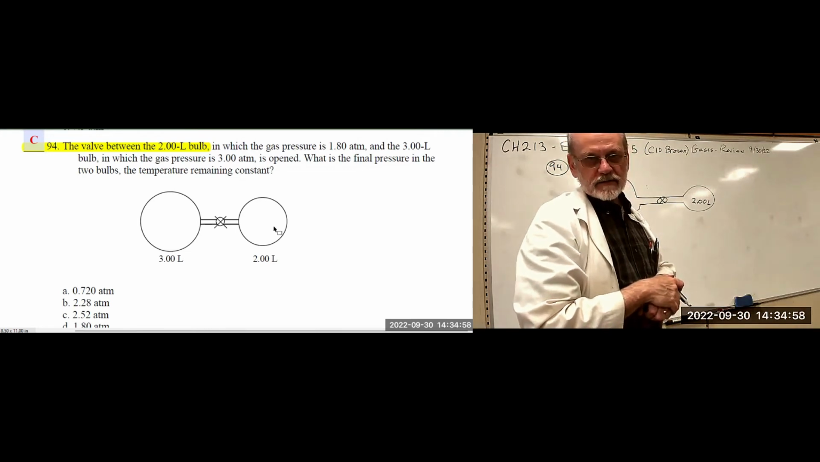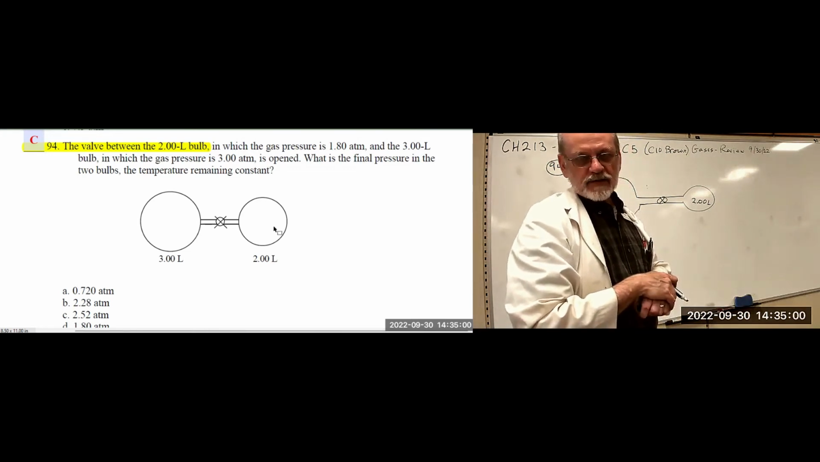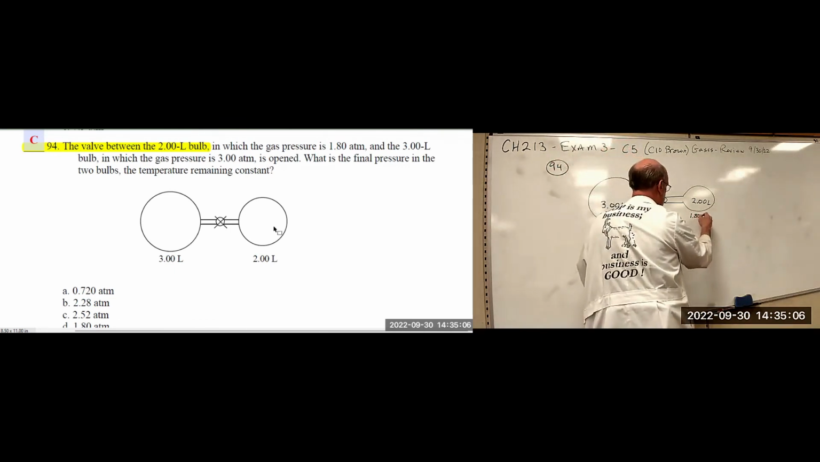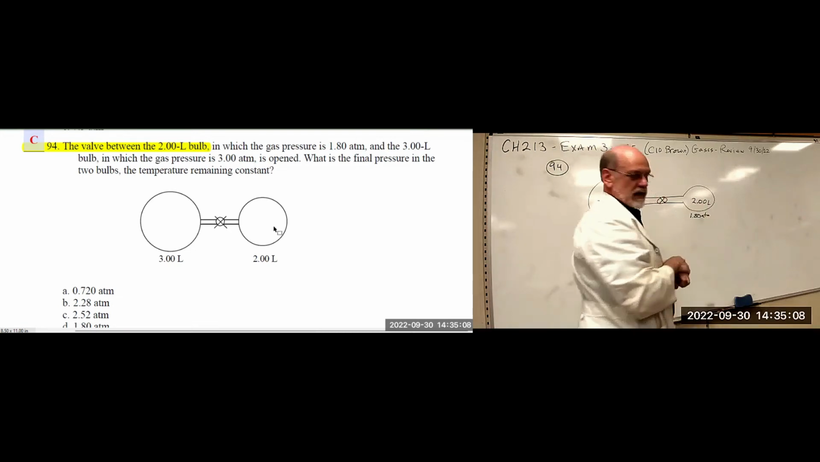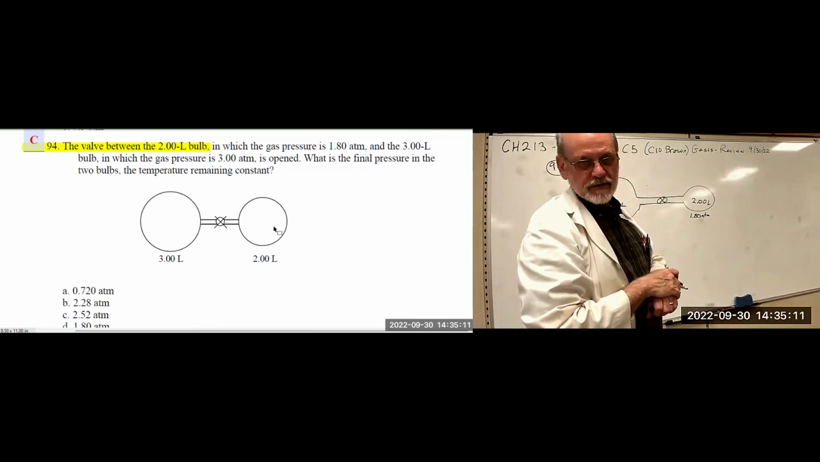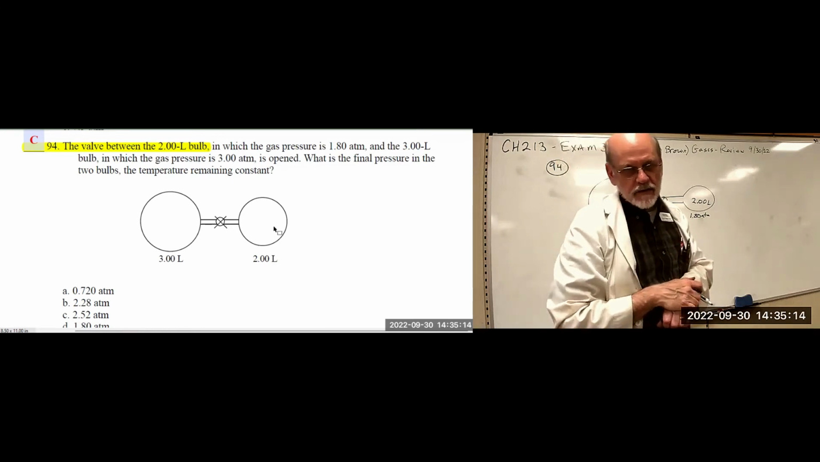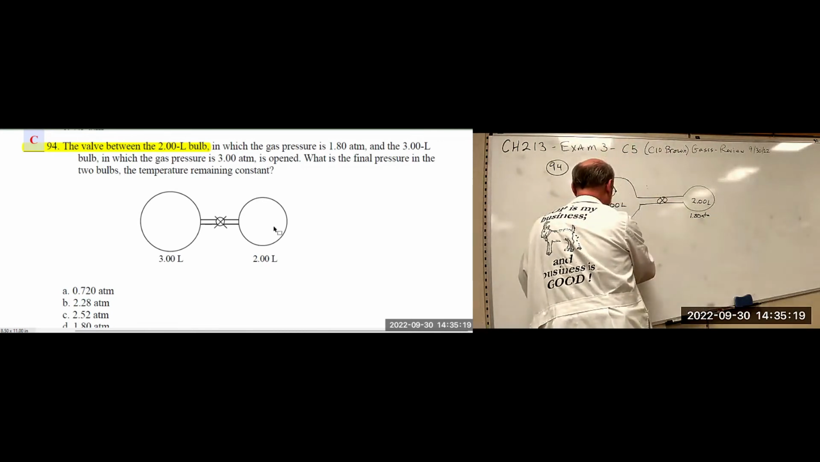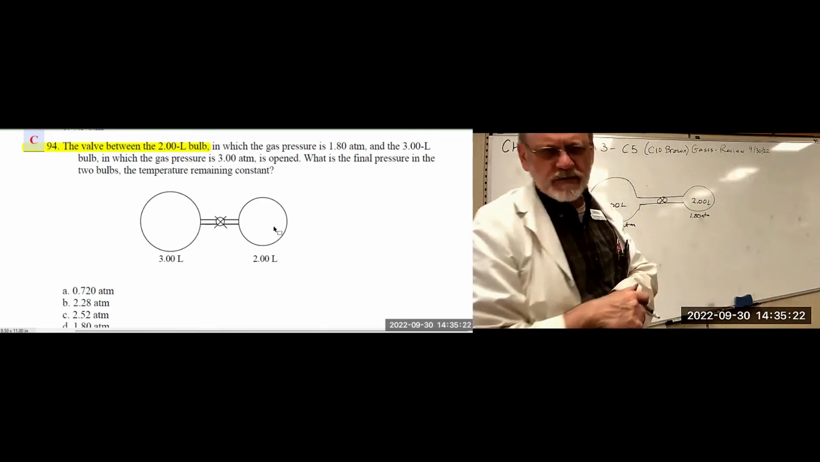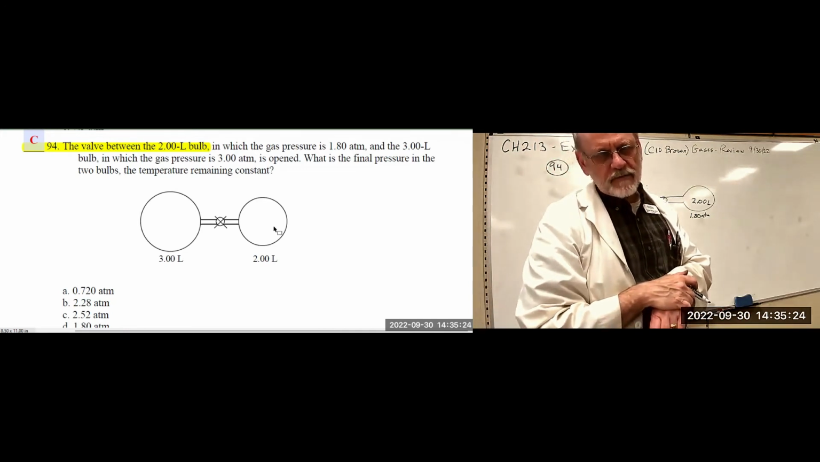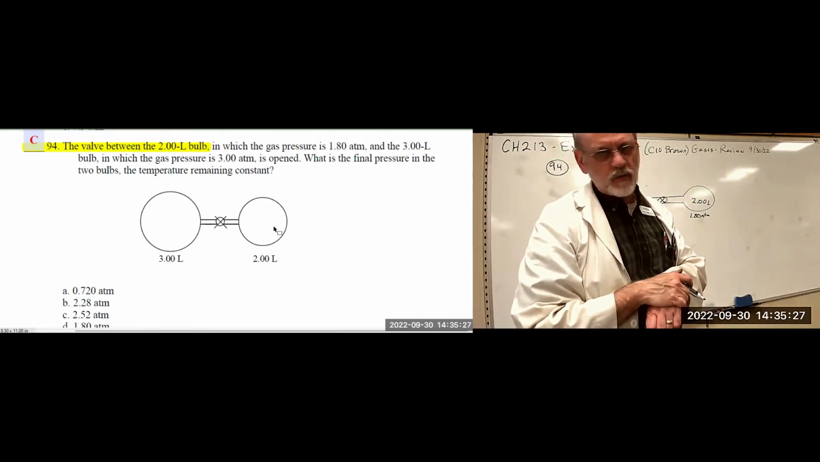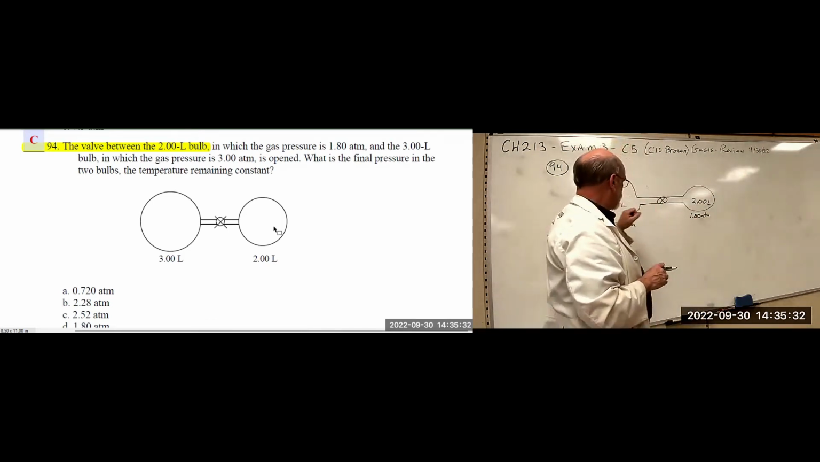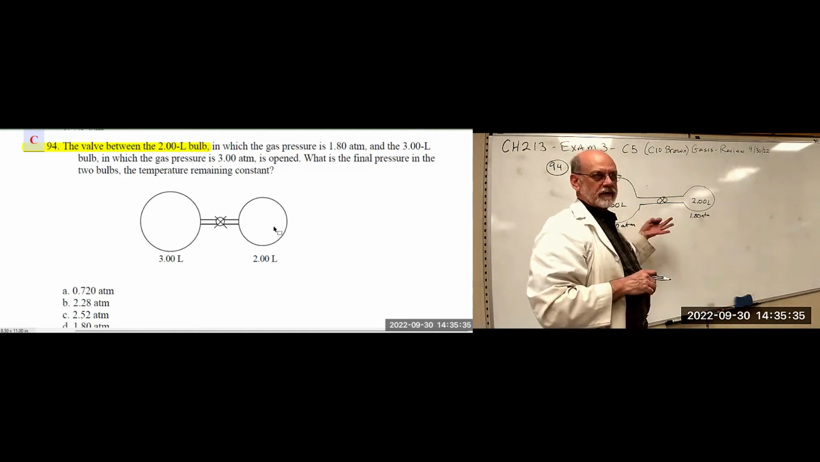One on the right is 2 liters. The gas pressure in the 2 liter is 1.8 atmospheres. And the one on the left is a 3 liter bulb in which the gas pressure is 3 atmospheres. I'll be sure I get those numbers right. So when we open that valve, what's the pressure when they equilibrate?